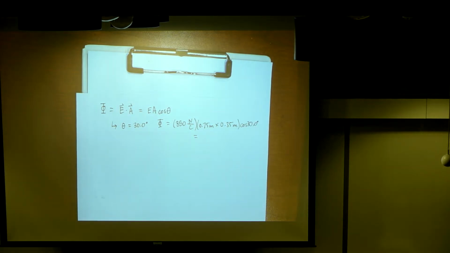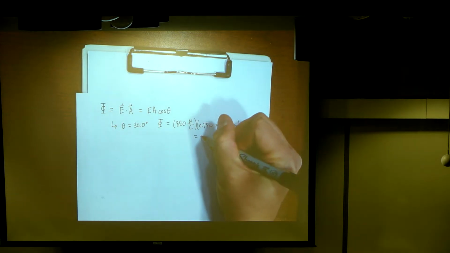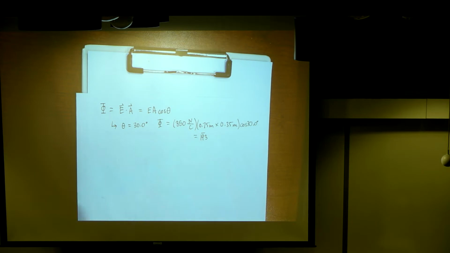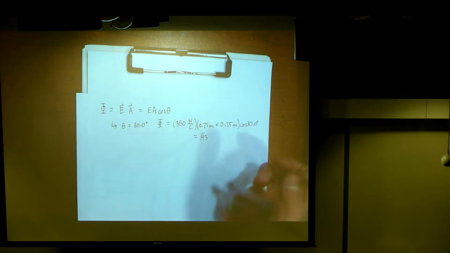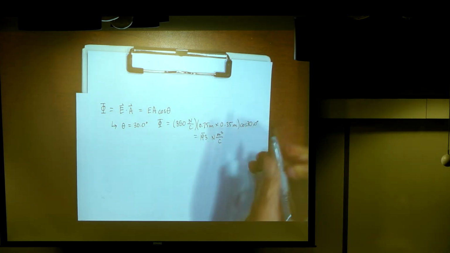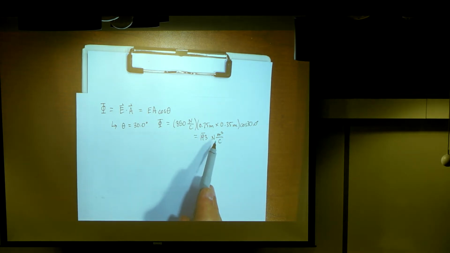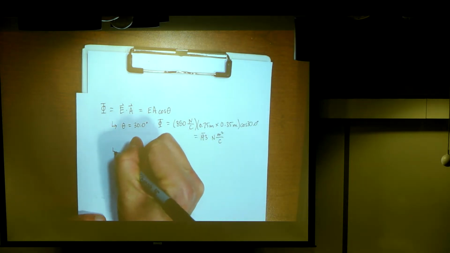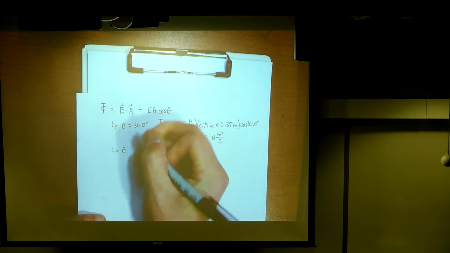What do we get? 193. Yeah, we get 193, although technically I should be rounding to 2 sig figs on this. What are the units? Yeah, so I have newtons, I have meters squared divided by coulombs. So basically, it's an electric field unit, which is newtons per coulomb, multiplied by an area unit, which is meters squared, okay?